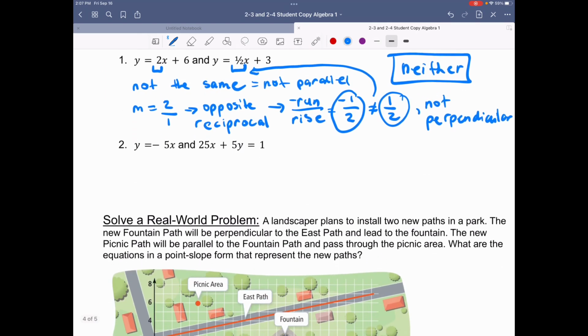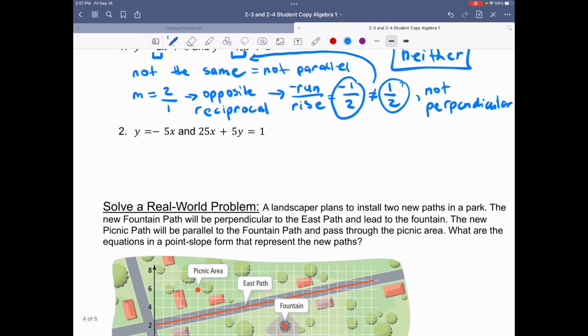Okay. And now for number 2. We have y equals minus 5x and 25x plus 5y equals 1. To compare both of the slopes for each line, we need to turn this into the slope-intercept form. The slope-intercept form is y equals mx plus b.